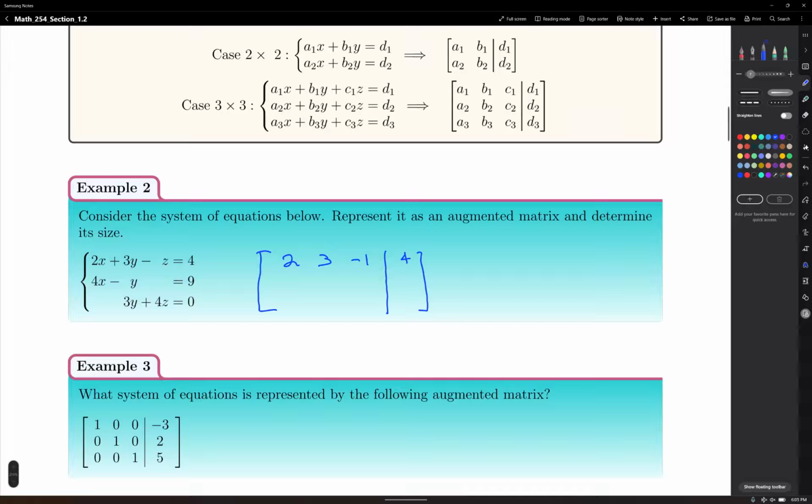Second row. Okay, what do we have? 4x, that's a 4, -1. You see how there's nothing here? What do you think it should be? 0, okay, then 9, all right? It's kind of redundant or weird to write a 0x, all right? And then what about here? Another 0, isn't it? 0, 3, 4, and another 0, okay? This is what we typically call encoding a system into a matrix. And then we're going to do the reverse. That's actually example number 3.